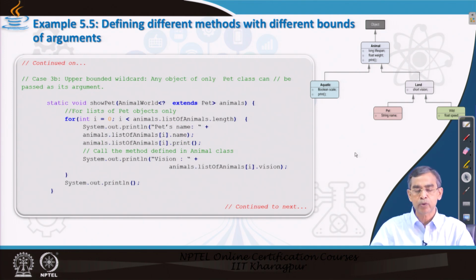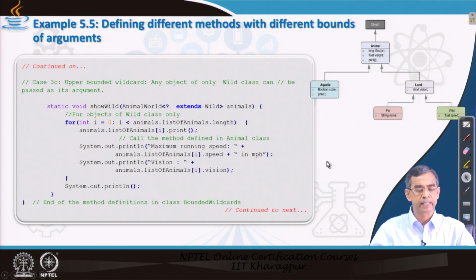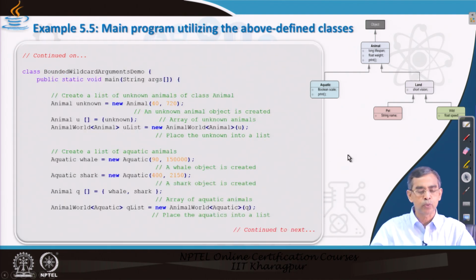You can go through the code of these methods. You can understand these methods are doing nothing, only printing whatever values are applicable that belong to those classes by inheritance as well as on their own definition. So, this is the only thing there. Here this is the same method for showPet and showWild.